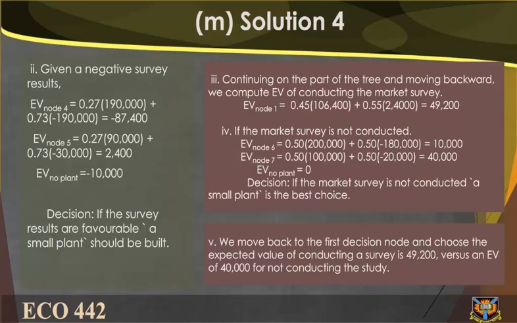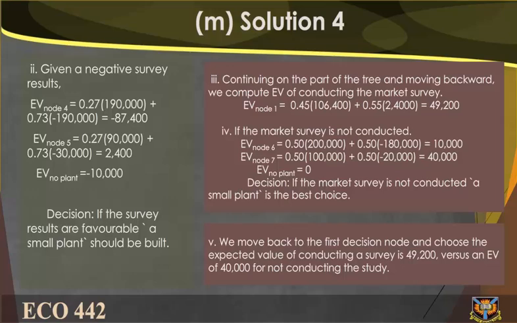2. Given a negative survey result, EV node 4 equals 0.27 times 190,000 plus 0.73 times minus 190,000, which equals minus 87,400. EV node 5 equals 0.27 times 90,000 plus 0.73 times minus 30,000, which equals 2,400. If no plant, it equals minus 10,000. Decision: if the survey results are negative, a small plant should be built.